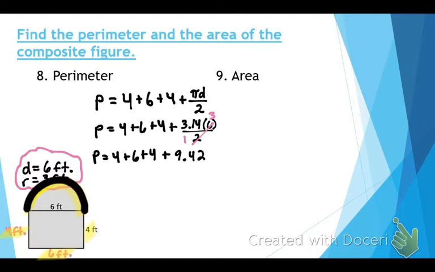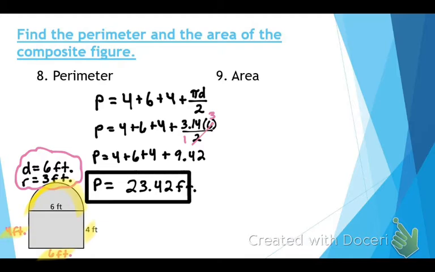is 9.42 feet. Now we're going to add up all of our sides together to get the perimeter of this composite figure. What is the answer? 20.42. All right, and that is how you find the distance around a composite figure. We have one more thing we need to do, and that's find the area.